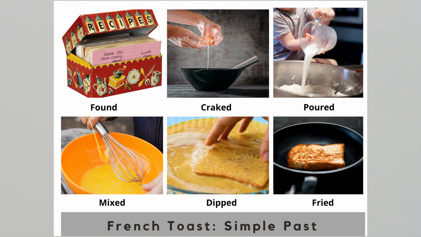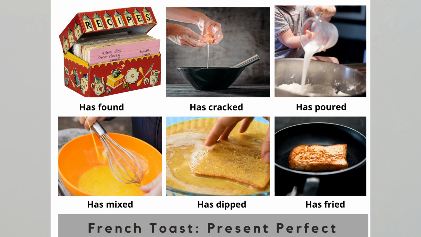The last way we'll tell this story is in the present perfect. Andrea has found a recipe. She has cracked an egg. She has poured the milk. She has mixed the eggs. She has dipped the bread. She has fried the bread in the pan. This is the story of Andrea and French toast in 4 different ways.